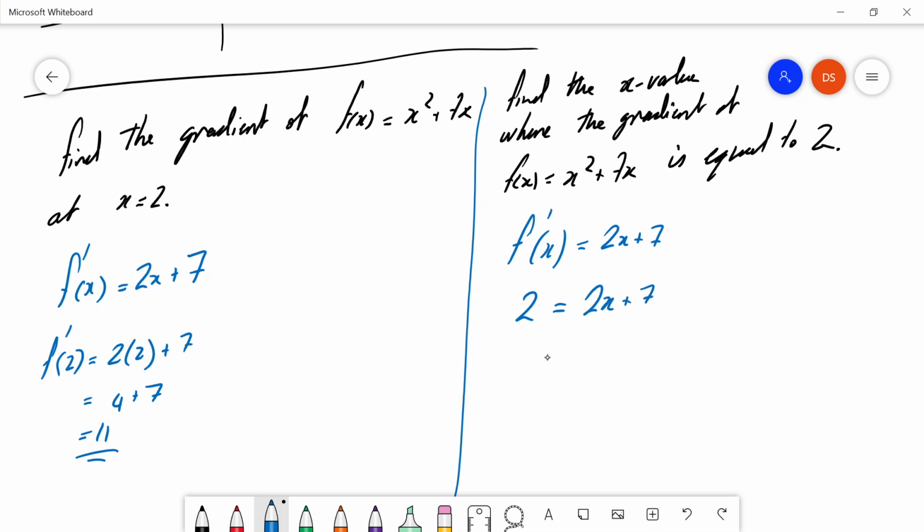So taking 7 off both sides, we get 2x is equal to negative 5. So when x is equal to negative 5 over 2, the gradient of f of x will equal 2. Okay? So those are the two types of questions. You're either going to be asked to find the gradient at a point, or you're going to be asked to find the x value that gives you a certain gradient.